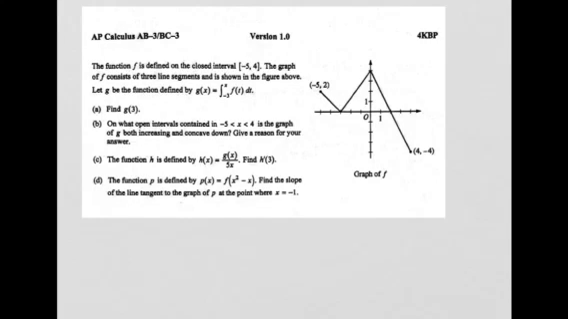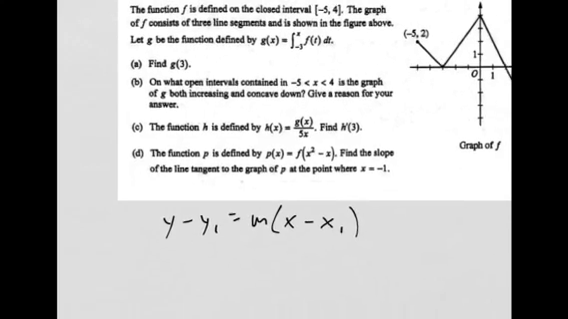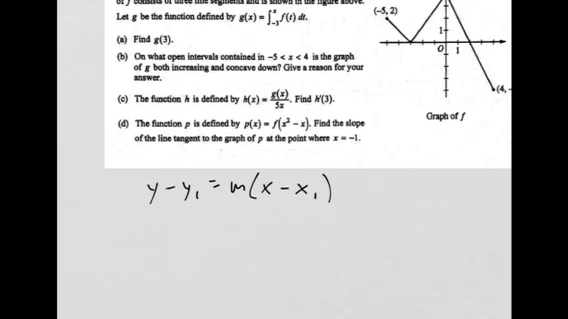All right, last part. The function p is defined to be that. Find the slope of the line tangent to the graph of p at the point where x equals 1. So we're plugging in, well, actually, we have to use chain rule to find the slope. I'm going to be using the formula y minus y1 equals the slope times x minus x1. And I have to figure out my x1 and y1.